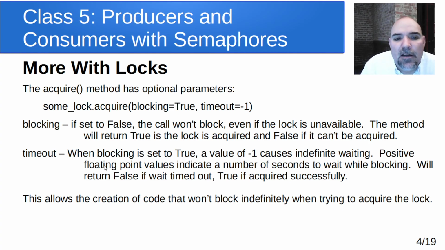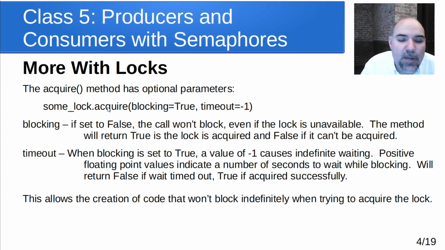And that is, there are a couple of additional optional parameters that you can use for acquire. And notice I have the defaults listed here. So blocking, you can say equal true as the default, but you could also say blocking equal false. And if blocking is set to false, essentially the acquire won't block. It won't stop and wait. It'll return to us true if the lock is acquired. It'll return to us false if it can't be acquired.